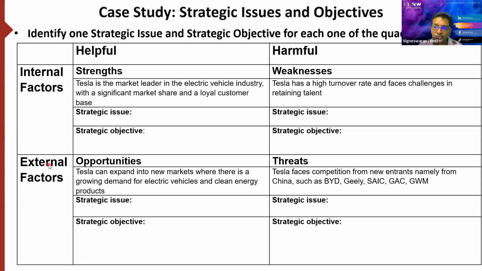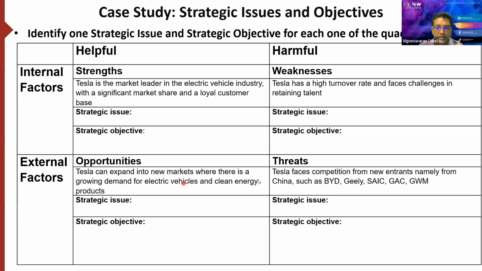Now, at the same time, there are some positive things that are also taking place externally. Number one, the positive attribute taking place externally is that Tesla can expand into new markets where there is a growing demand for electric vehicles and clean energy products. Okay, why? Because electric vehicles use maybe one third the amount of energy that the internal combustion engine uses. So the faster a country transitions to electric vehicles, the more money they actually save, which is good for the country. There is also the positive side of a cleaner, better environment.